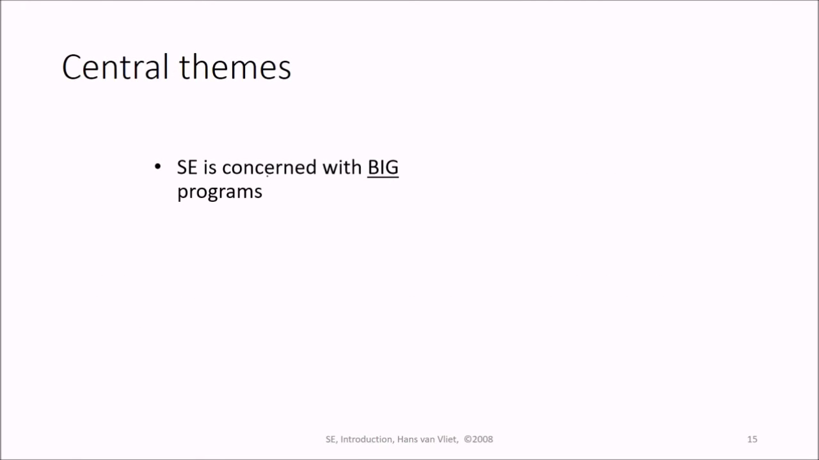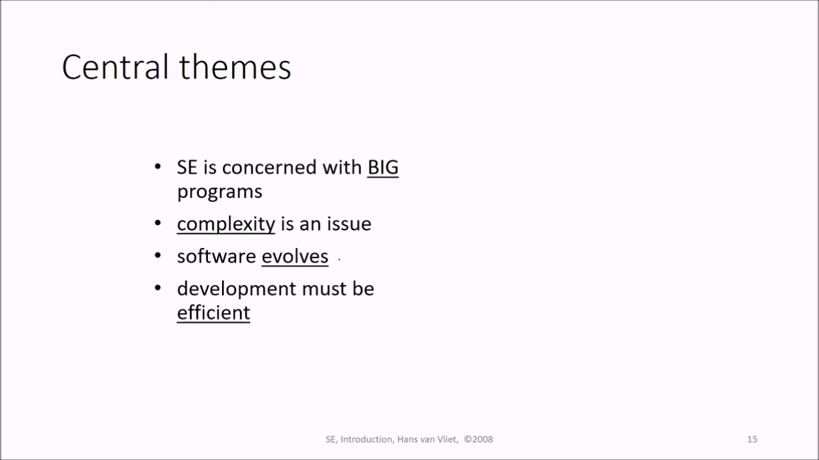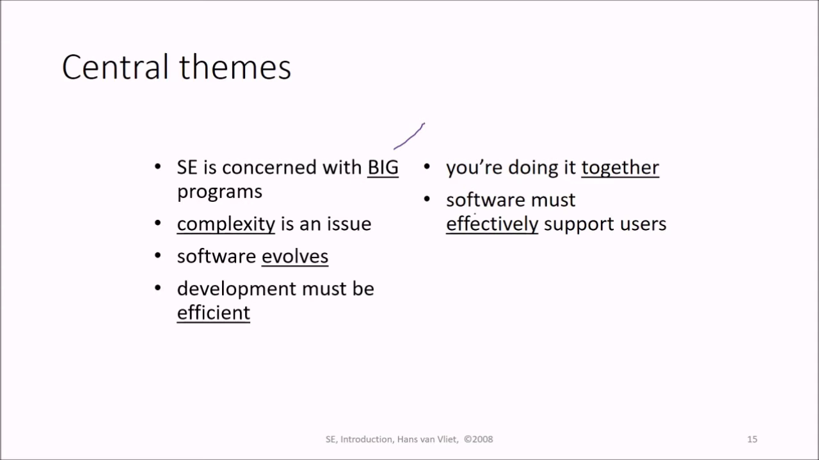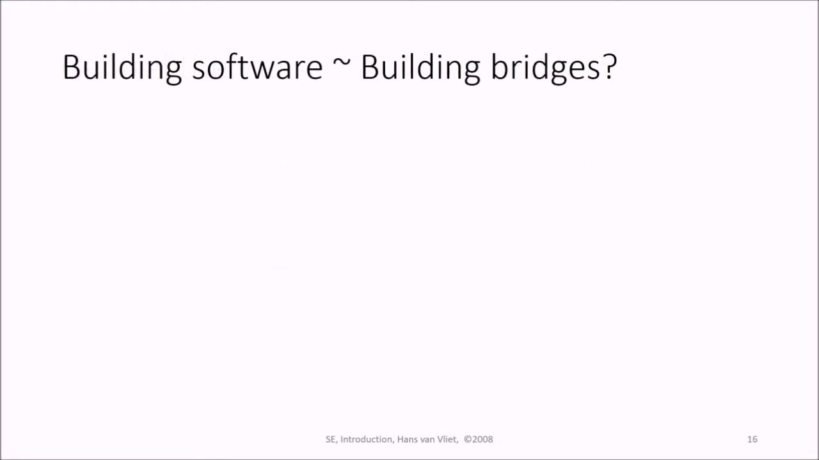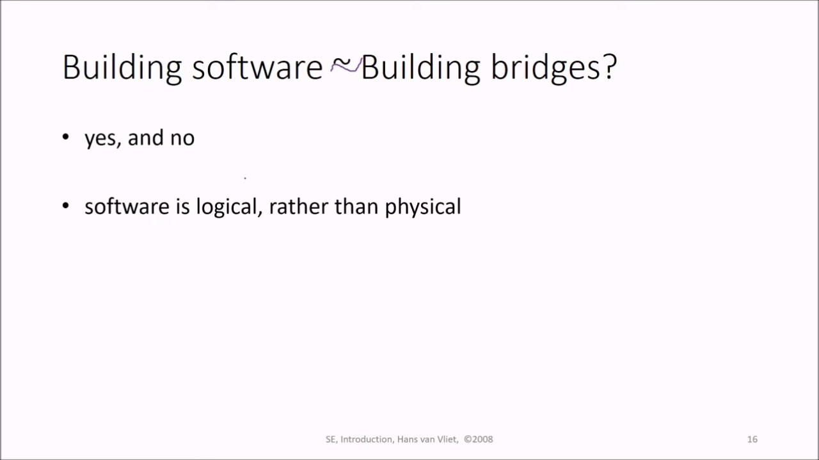There are various central themes. Software engineering is concerned with big programs, large programs. We are often concerned about the complexity of the software and how the software evolves right from the inception till it is delivered. And development needs to be very efficient. So you are doing it together. Software must effectively support the user. It involves different disciplines, and software engineering is a balancing act. Building software, is it equivalent to building bridges? Yes and no, because software is logical.